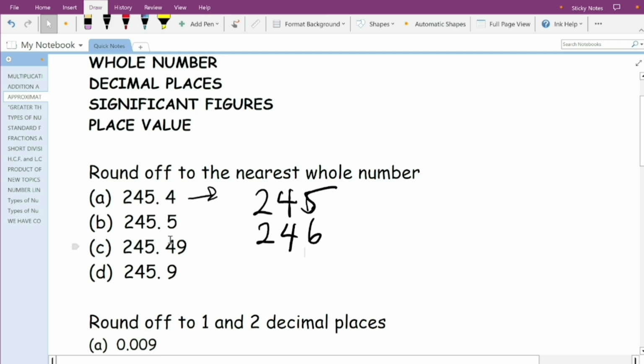You can see the difference between the first and the second question. For the second question, we have 5. For the first question, we had 4. 4 is not up to 5, so when we are taking it off, we don't add 1 to the number in front of it. For this one, we add 1 to the number in front of it.